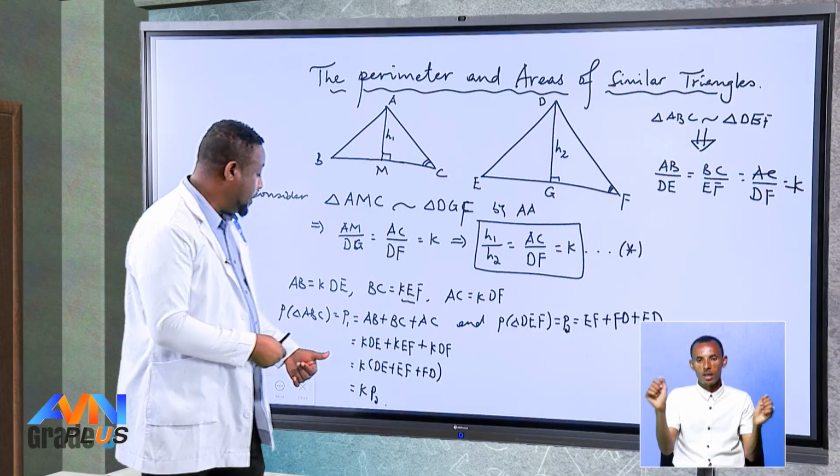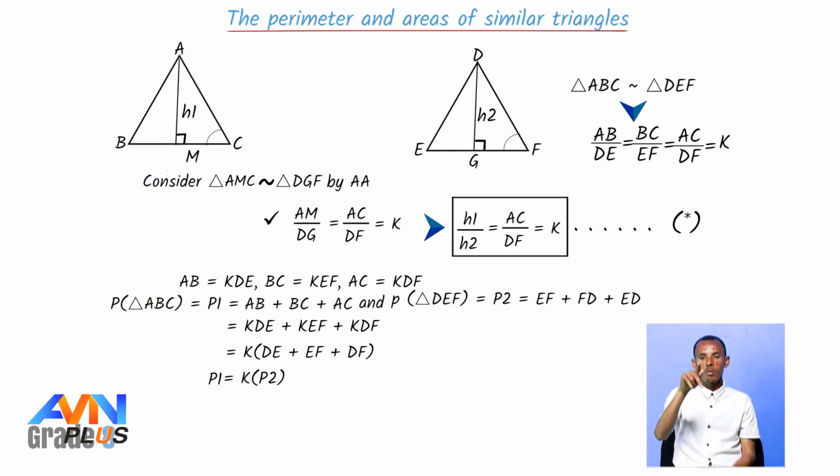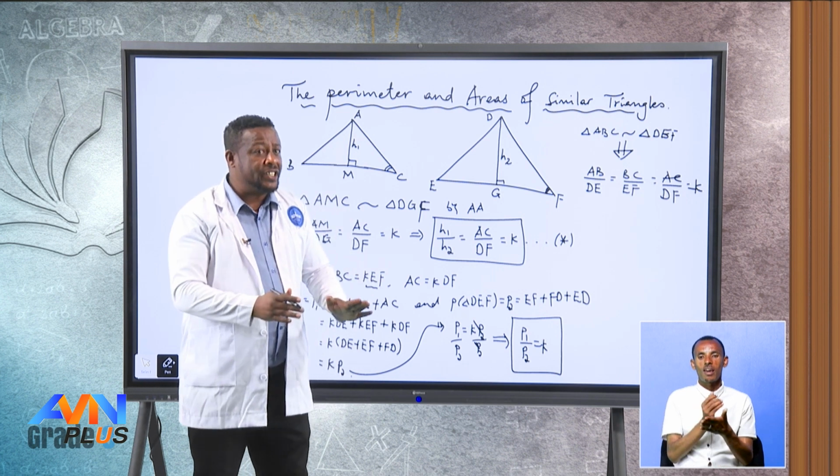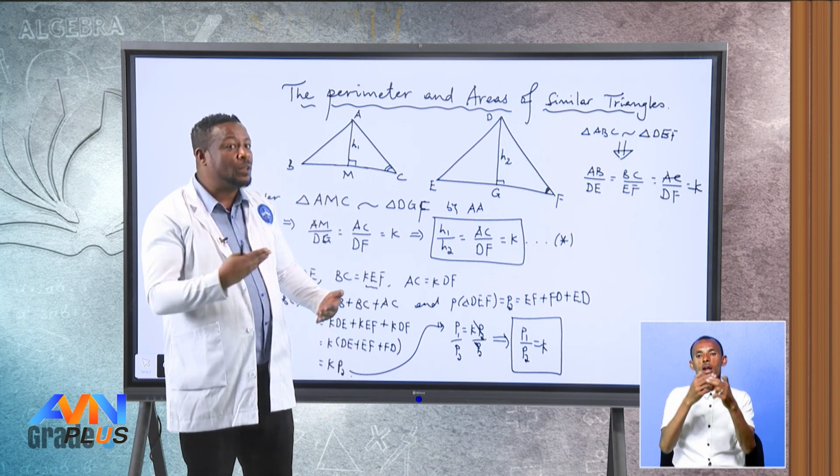This tells us P1 is equal to K times P2. Now divide both sides by P2. Whenever you divide both sides by P2, you will have K. This implies P1 by P2 is K. Now take this. Take a few seconds to compare the relationship that we derived here.